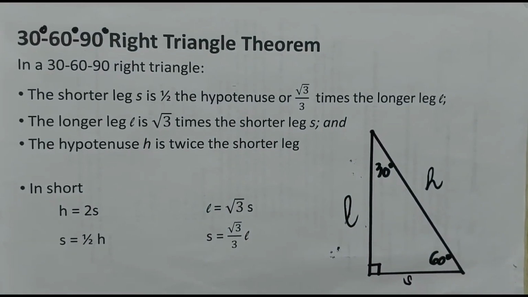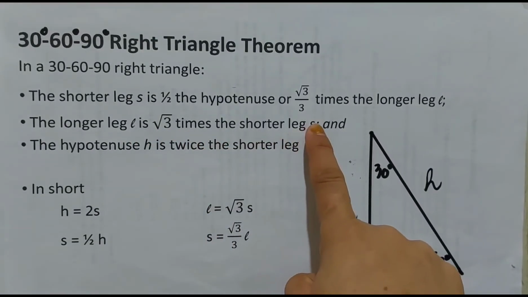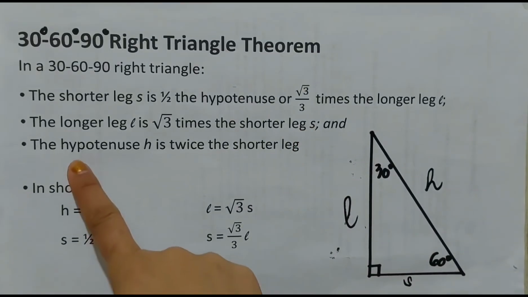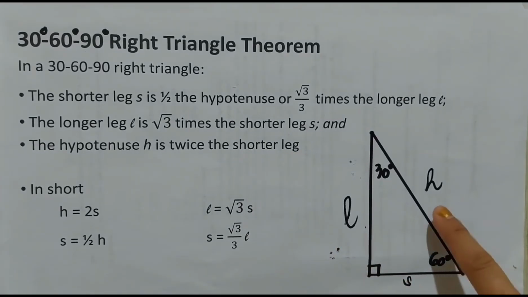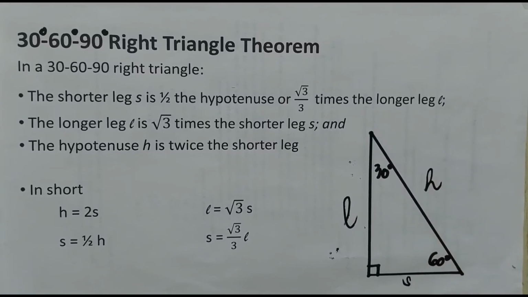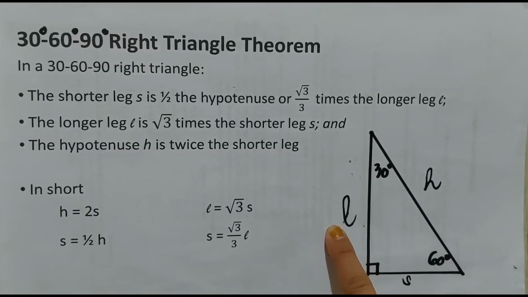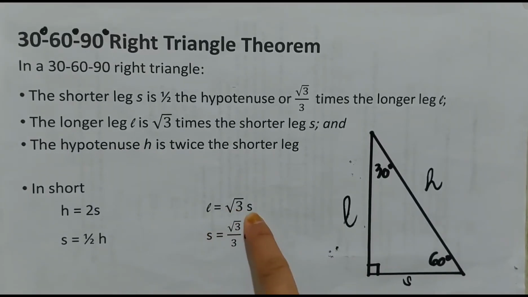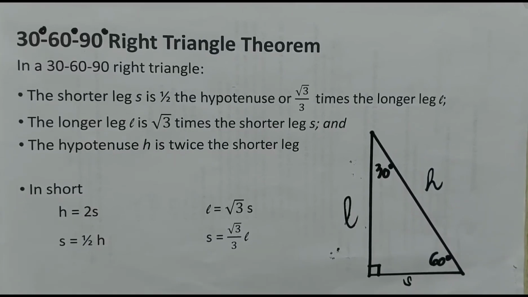Now, the longer leg is square root of 3 times the shorter leg. And to find the hypotenuse, that is twice the shorter leg. So the hypotenuse is twice the length of the shorter leg. To solve for the shorter leg, that is 1/2 of the hypotenuse. What if in finding the shorter leg, the given value is the longer leg? We use shorter leg is equal to square root of 3 over 3 times the longer leg.